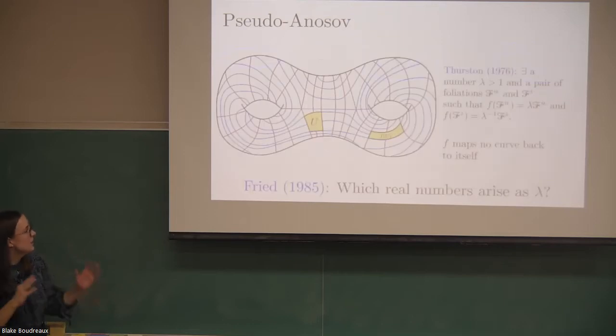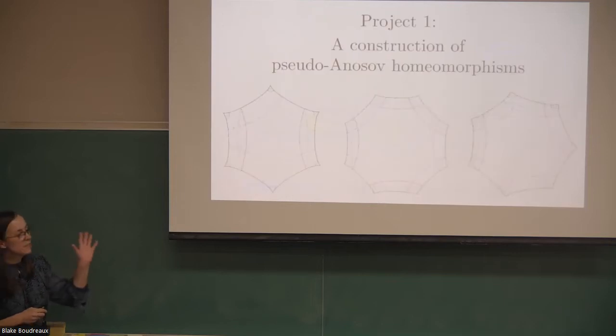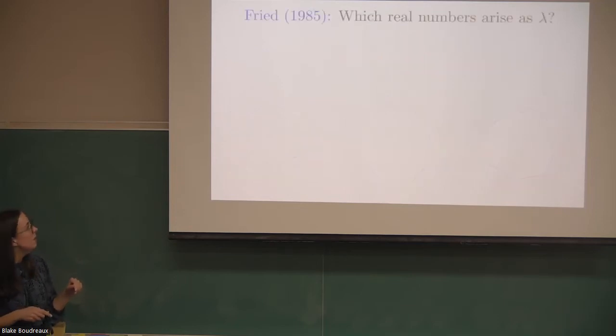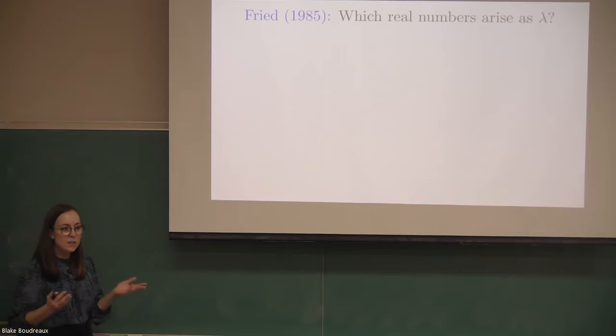So this inspired a question which was posed by Fried. Which real numbers are able to arise as stretch factors lambda? And this is going to take me to the first project that I want to discuss, which is titled a construction of pseudo-Anosov homeomorphisms. And this was a project that I worked on during my thesis. So part of this work was inspired by the question by Fried, which real numbers arise as stretch factors lambda?